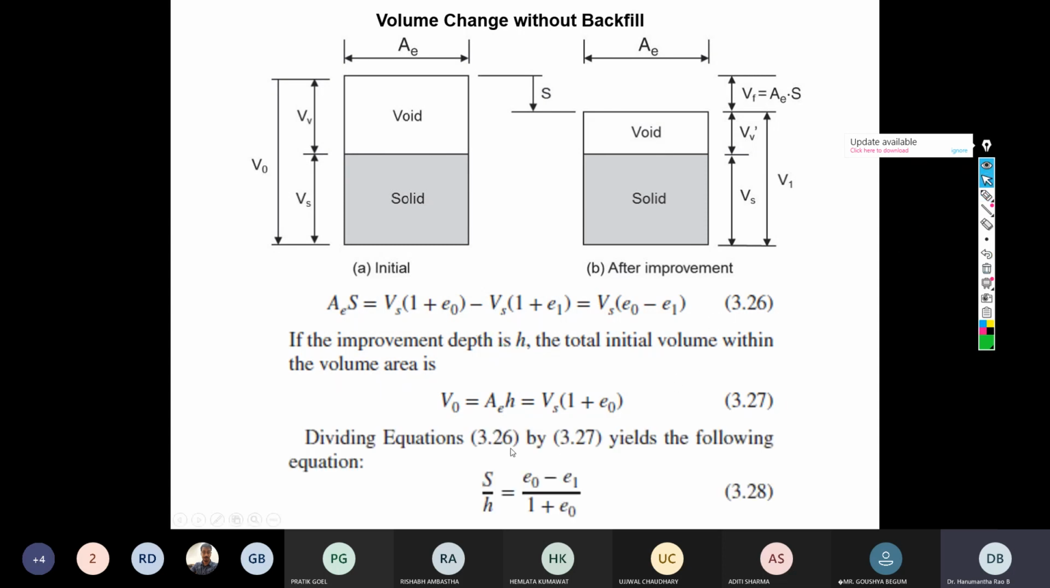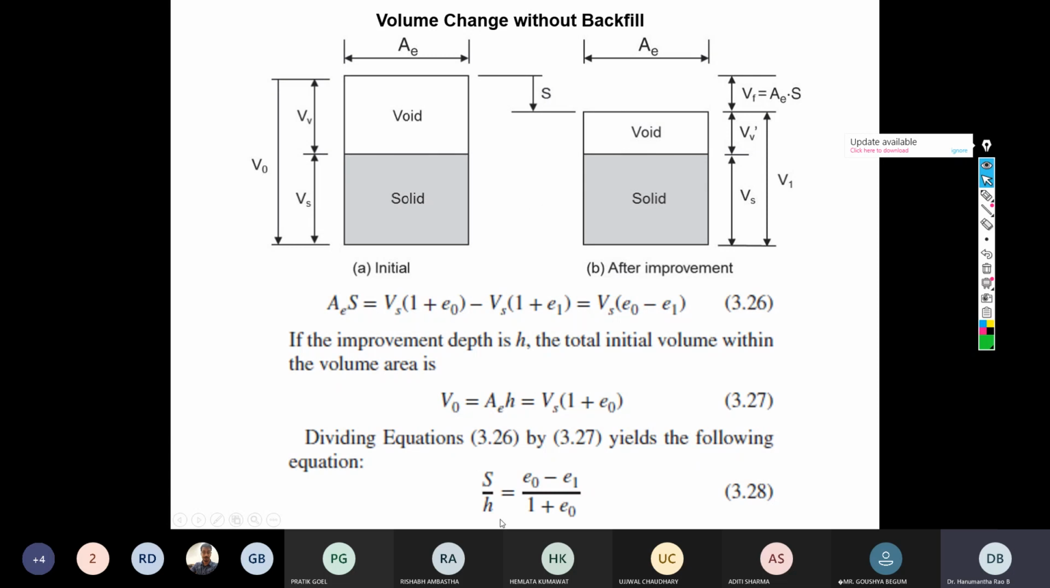Now if we divide equation 3.26 by 3.27, we come up with the relationship between the amount of subsidence occurring over a depth of h and the change in void ratio. e naught is the initial and e1 is the final void ratio. You can use this equation to calculate the probable subsidence post the vibroflotation technique.